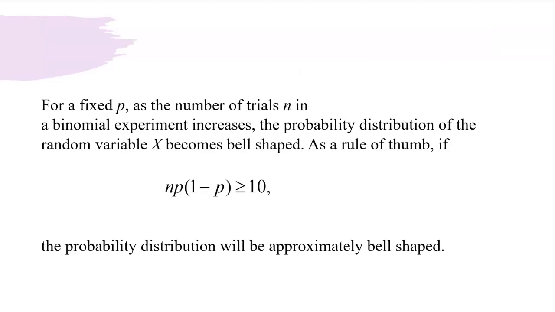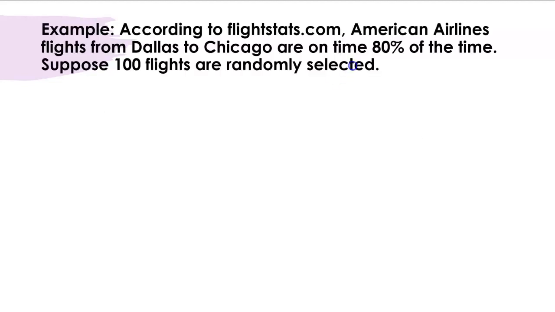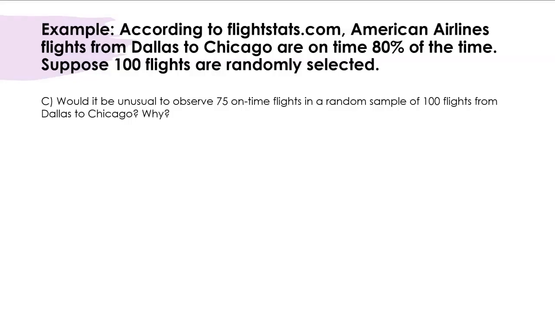Or you can use this rule here that says for a fixed p, as the number of trials in a binomial experiment increases, the probability distribution of the random variable X becomes bell-shaped. So bell-shaped means it's symmetric, but as a rule of thumb, if n times p times 1 minus p, and if you notice, that's the part that was underneath the square root.